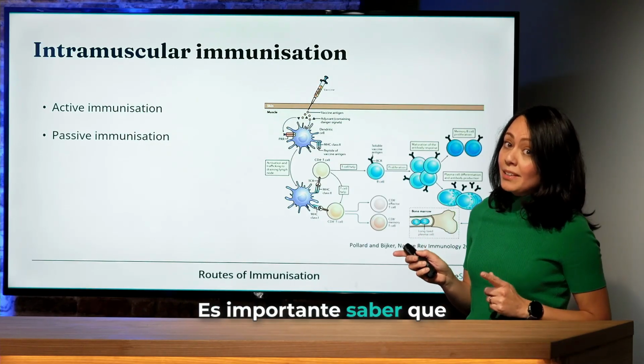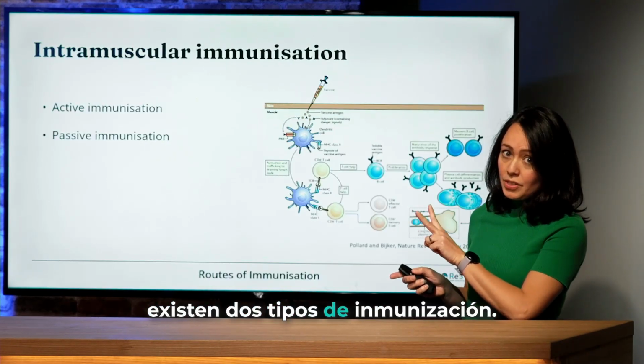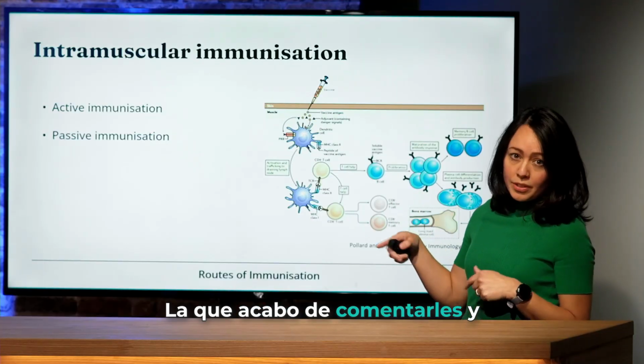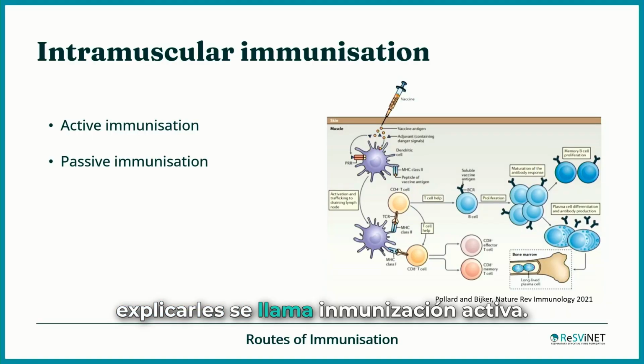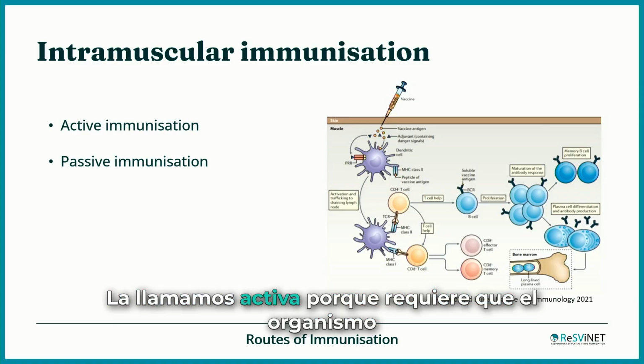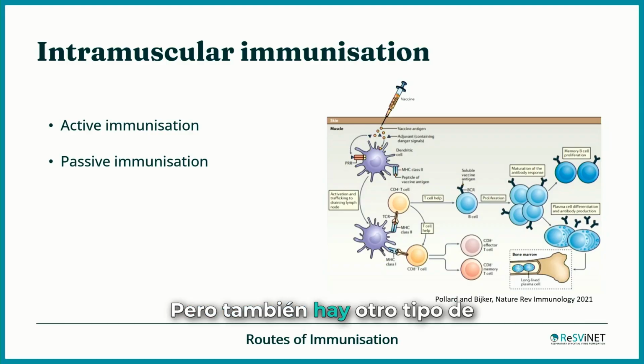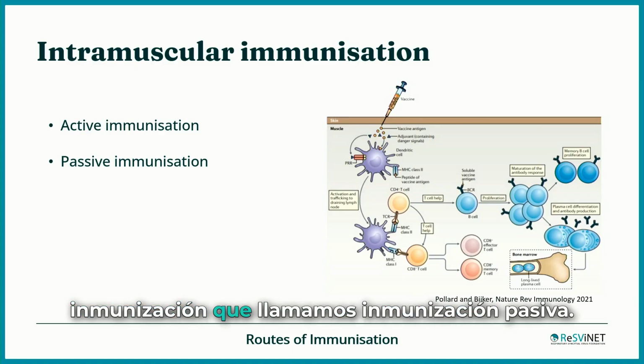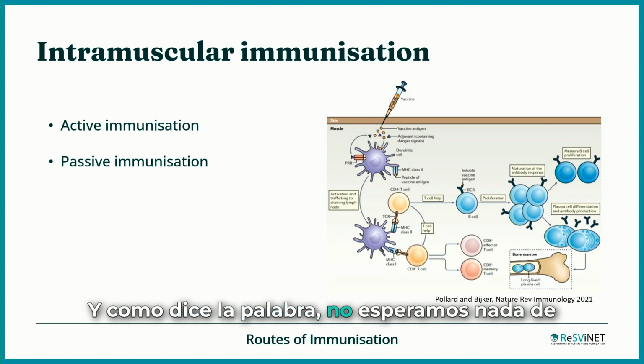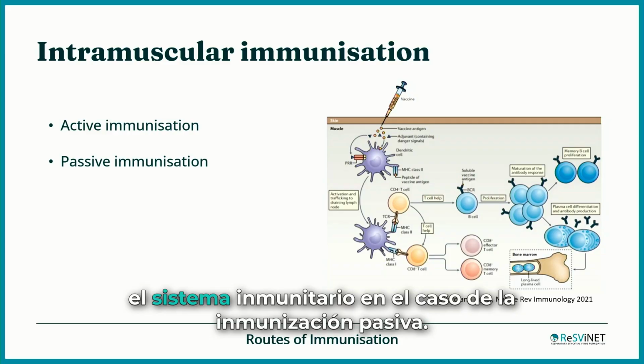It is important to realize that there are two types of immunization. The one that I've just discussed and explained to you is called active immunization. We call it active because it requires the body to actively produce an immune response. But there's also another type of immunization which we call passive immunization. And like the word says, we don't expect anything of the immune system in the case of passive immunization.